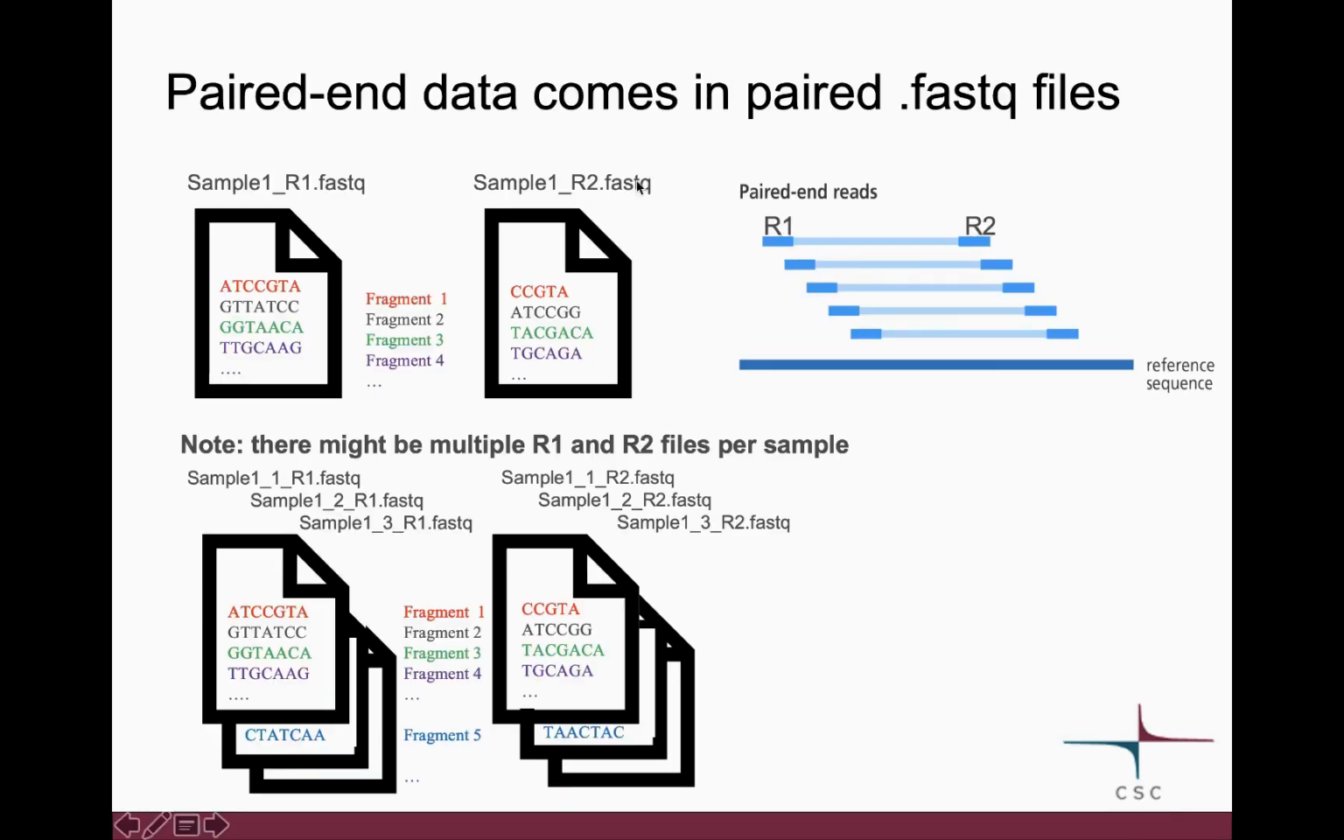This means that you have two fastq files per sample, R1 for the first read and R2 for the second read. The reads are always in the same order, so the reads on the first line form a pair, and so do the reads on the second line and third, and so forth. Note that depending on the sequencing device, you might actually have multiple R1 fastq files, and as well multiple R2 fastq files. But worry not, the aligners can handle these.